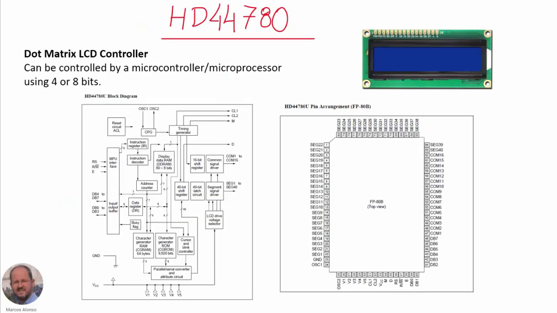Most LCDs are based on this chip, the HD44780, which is a dot matrix LCD controller. This device can be controlled from a microcontroller or a microprocessor using a parallel connection of 8 or 4 bits. Here we can see the schematic corresponding to the chip with all the connections and blocks inside, and on the right we can see the pin arrangement for the device.